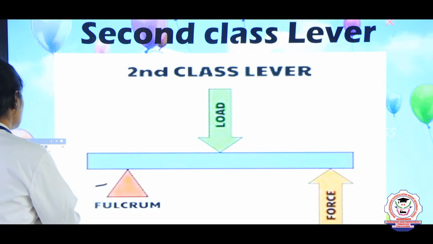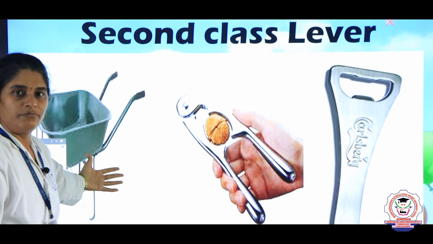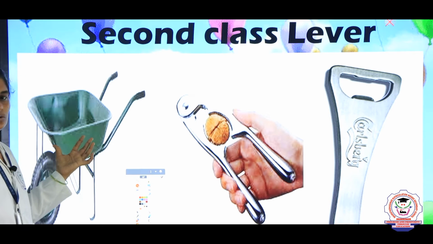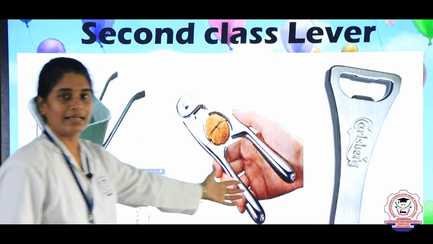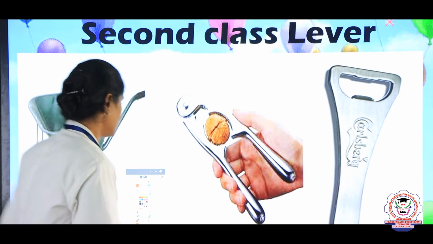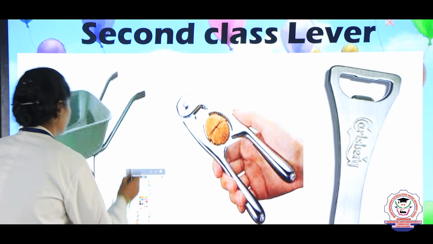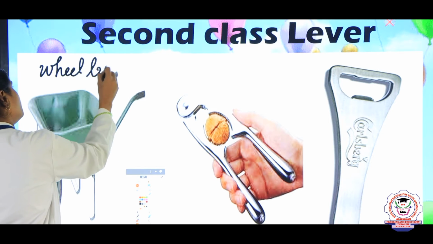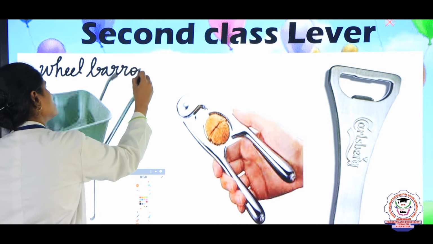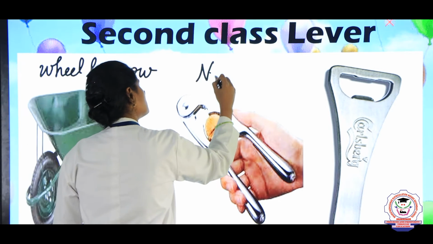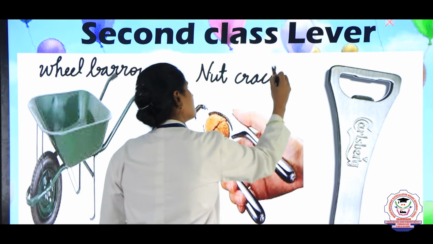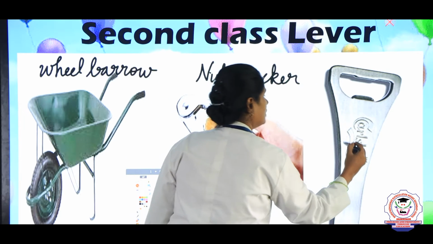The examples of the second class lever are wheelbarrow. So this is wheelbarrow. Okay. So wheelbarrow, nutcracker and bottle opener. So what are the examples? Wheelbarrow, nutcracker and bottle opener.